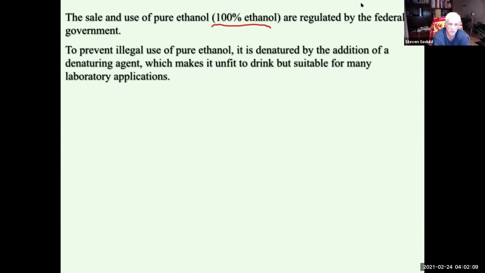To prevent illegal use of pure ethanol, it's denatured. You ever hear the term denatured alcohol? We put a denaturing agent in, make it unfit to drink, but suitable for laboratory experiments. So when we use alcohol in the lab, we use denatured alcohol, which means you cannot drink it. It doesn't do any good.